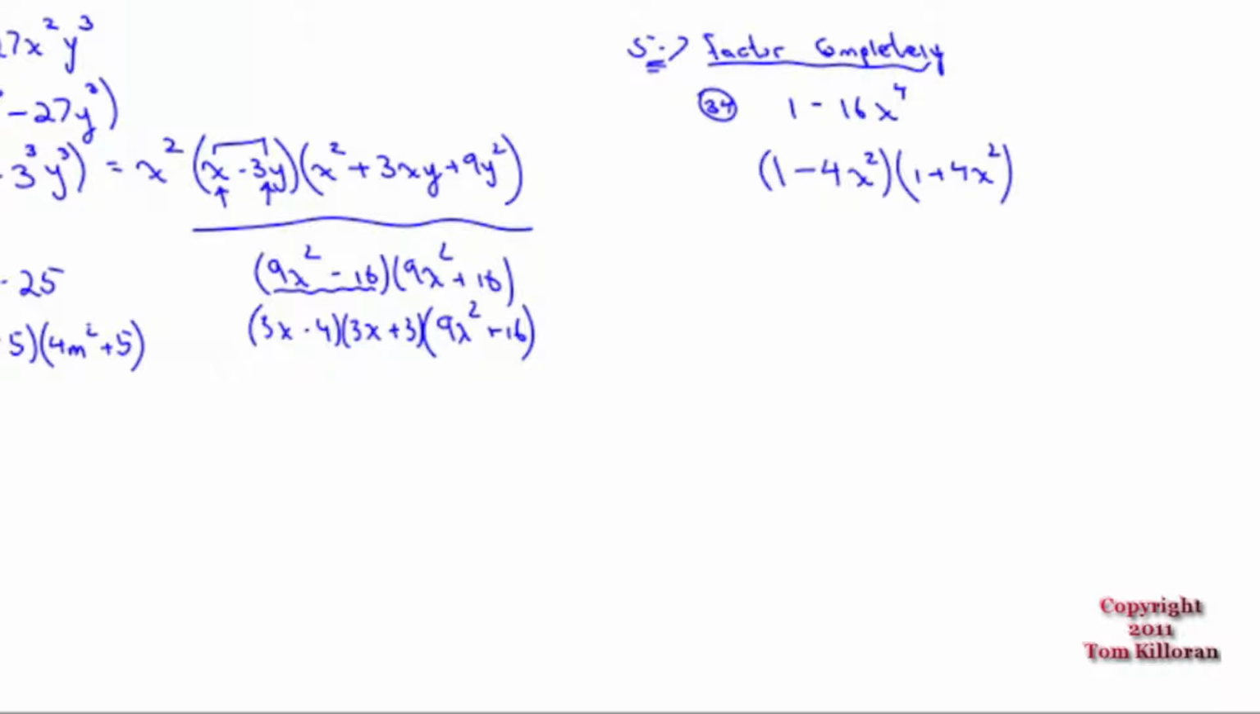Now, are we done factoring? This is where you have to think, well, what do I have left? Does 1 plus 4x squared factor? No. So this is the one you want to concentrate on. So what does 1 minus 4x squared factor into? 1 minus 2x and 1 plus 2x. And then just bring down the 1 plus 4x squared.